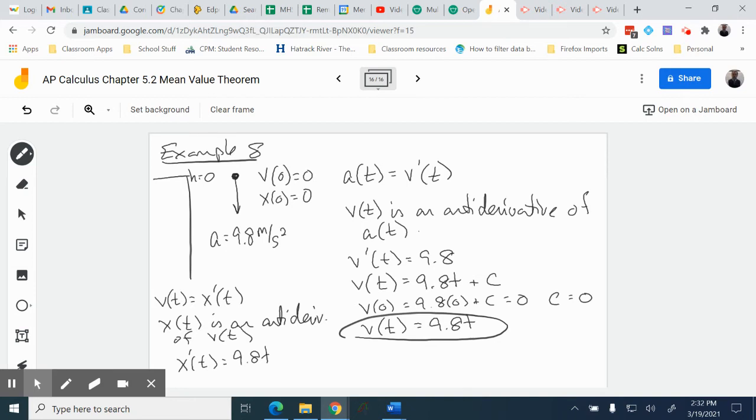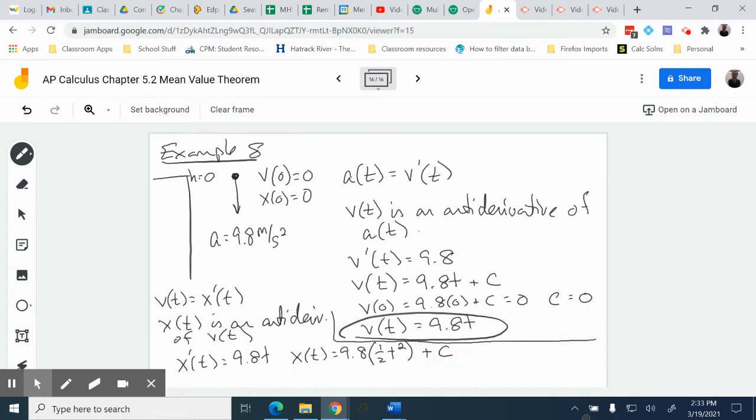I'm going to squeeze this in. I apologize for squishing this into the corner, but I wrote too big on the first step. So I'll try to be as careful as possible here. I know that x of t must be 9.8 times, well, the antiderivative of t is 1/2 t squared. So think about that for just a second. The antiderivative of t means that if I take the derivative of that, I will get t. Well, the derivative of t squared is t, except that it's 2t, so I have to put a half in front, plus some constant value.